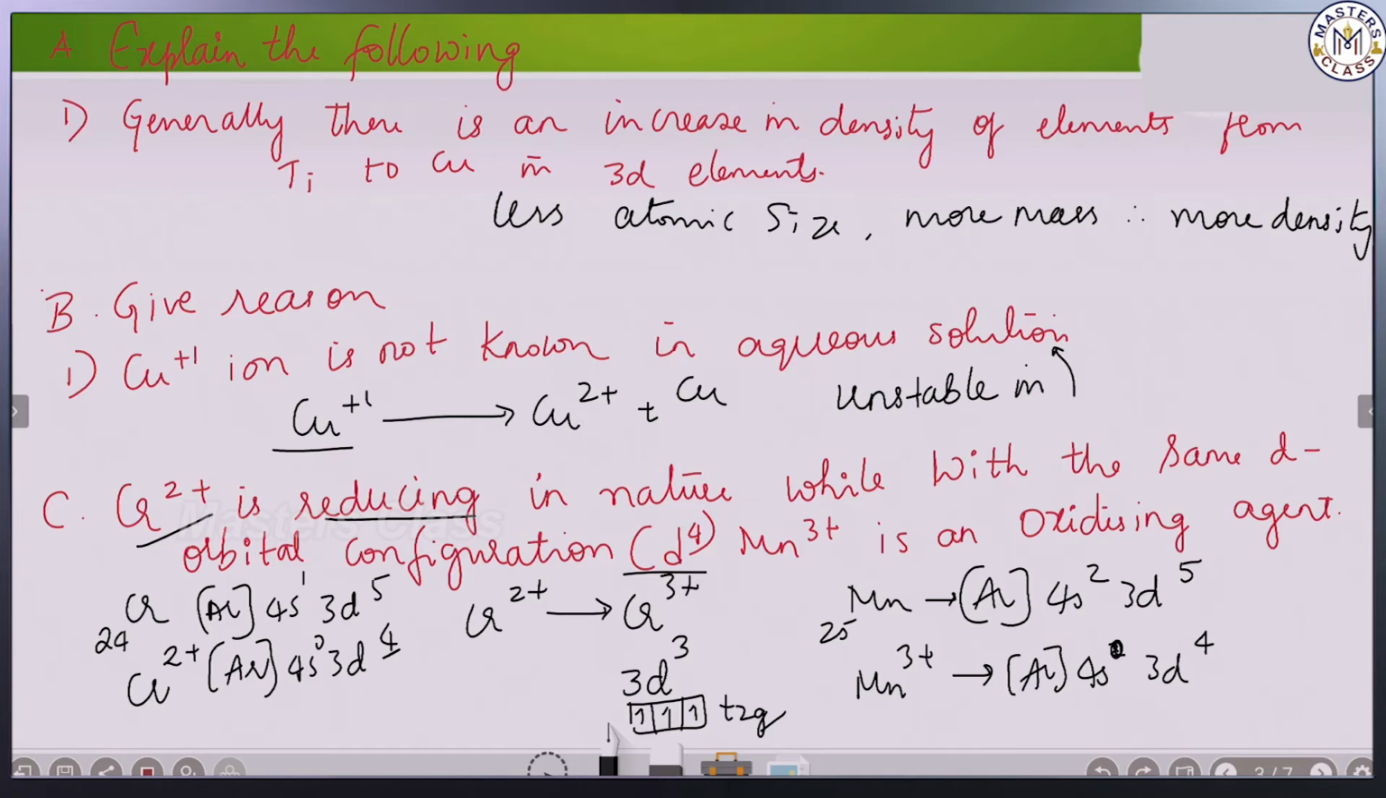Whereas in the case of manganese, what will happen? Even this has 3d4 only, but it is an oxidizing agent. Because it is an oxidizing agent, it will immediately try to convert from Mn3+ into Mn2+. When it becomes Mn2+, it will have the 3d5 configuration.